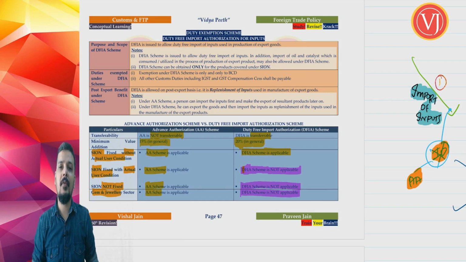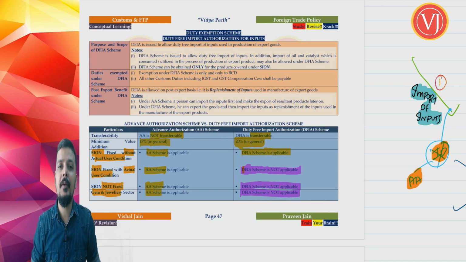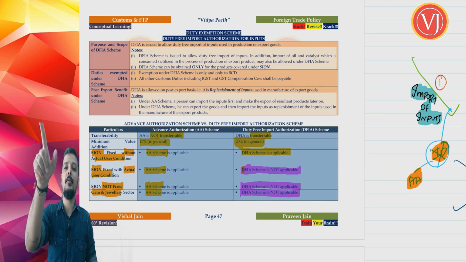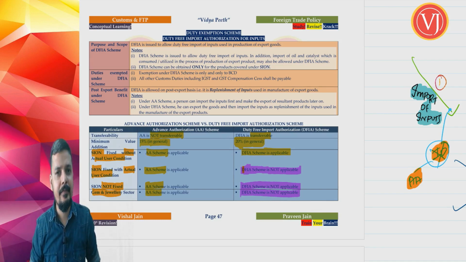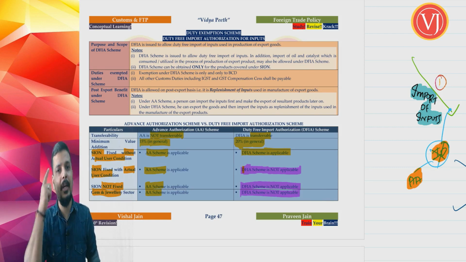When you talk about your advance authorization, the minimum value addition criteria that is required for advance authorization is 15%, which means export obligation is import value plus 15%. Whereas your duty free import authorization is reverse. First you prove your export performance, then you talk about your import, right? But the import value will be worked out reversely, keeping in mind the value addition of 20%.